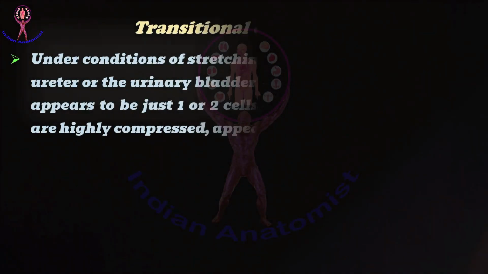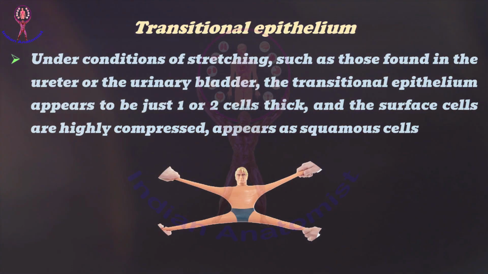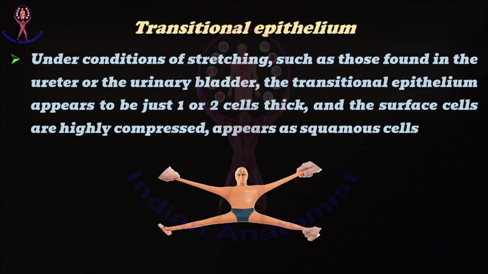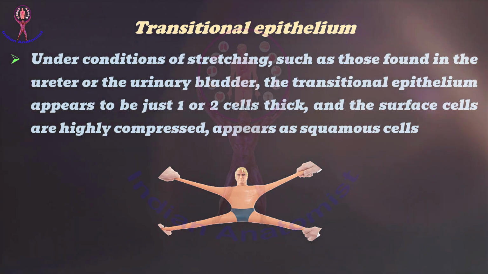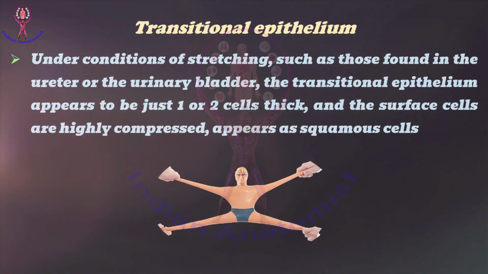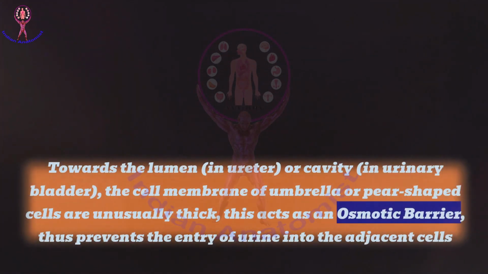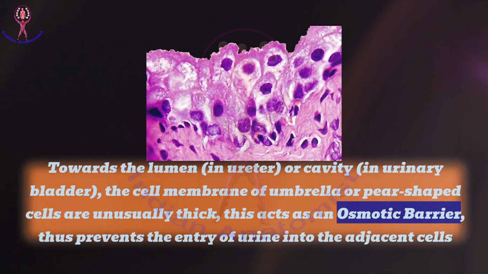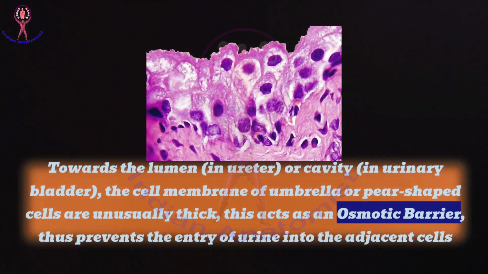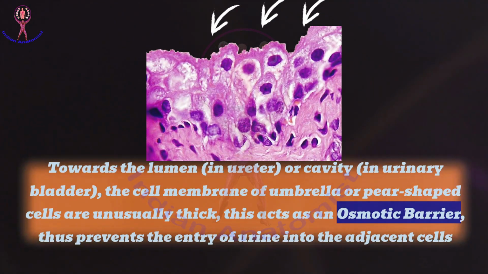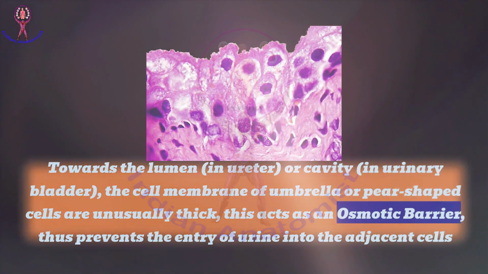What is the distinguishing feature of transitional epithelium? During the process of stretching, such as in the ureter or urinary bladder, the transitional epithelium seems to consist of only 1 or 2 layers of cells. The surface cells are highly compressed and resemble squamous cells. Nevertheless, when constricted, the cell membrane of umbrella or pear-shaped cells in the ureter or urinary bladder undergoes aberrant thickening. The thickening acts as an osmotic barrier, effectively blocking the flow of urine into adjacent cells.